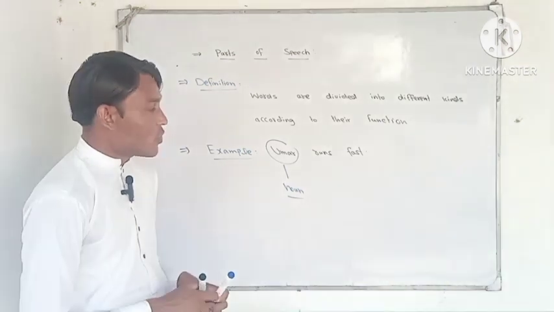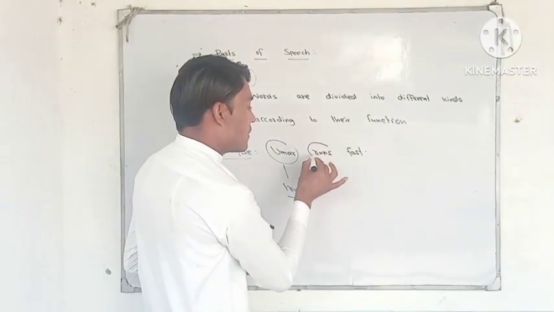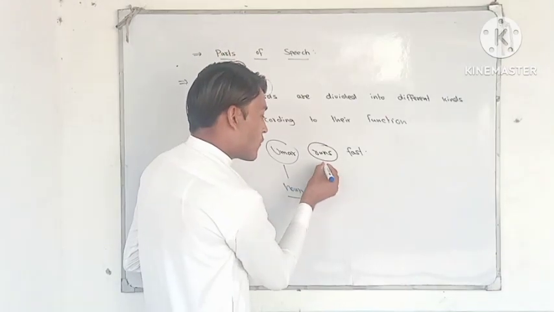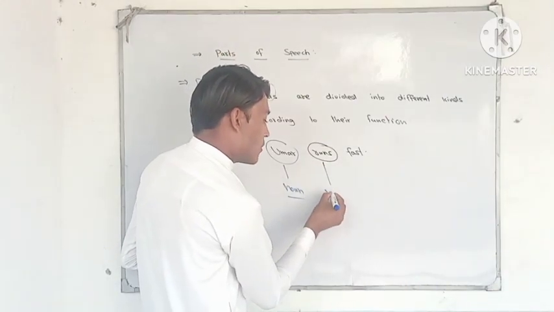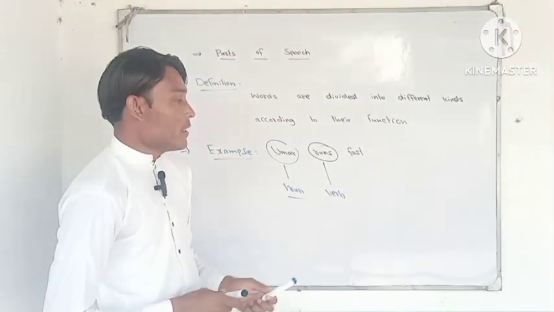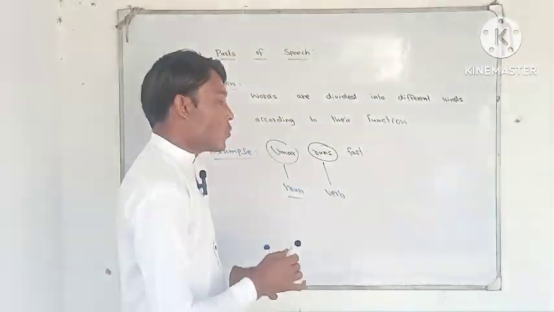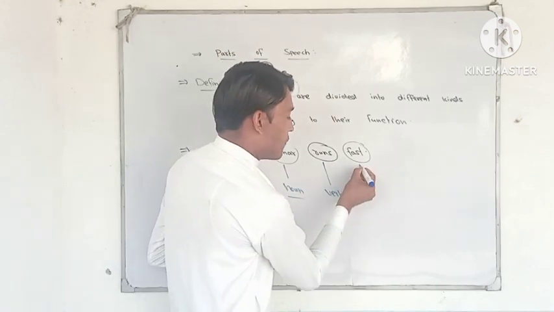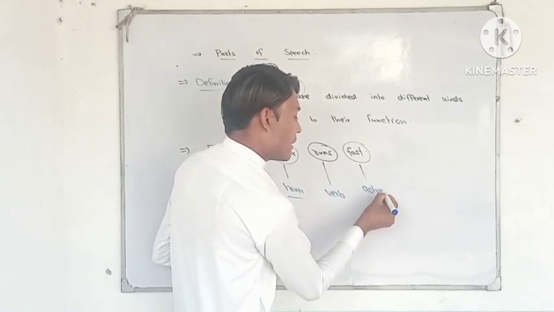If we talk about runs, what is runs according to grammar? Runs function is that it is a verb. And if we talk about the next one, fast, what is the function of fast? As you know, it is an adverb.